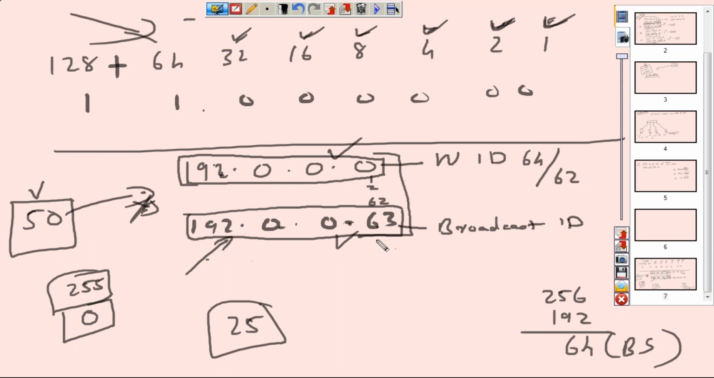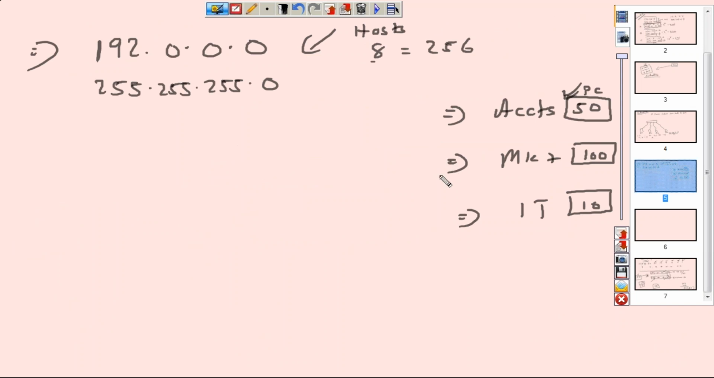Remember, in any network, you lose the first and last IPs. You cannot assign them to machines. Got it? Vaguely. That's all I expect at this moment. Don't worry. All right, let's take our second network.